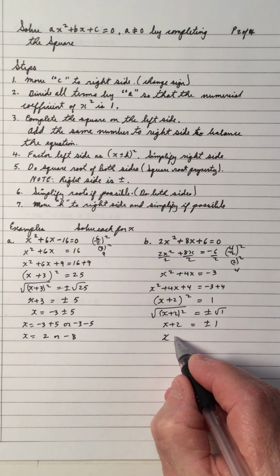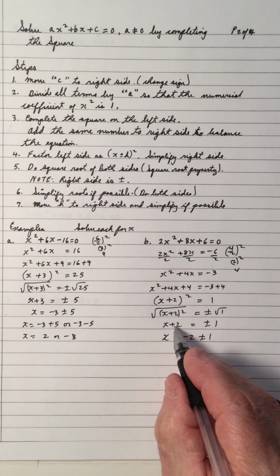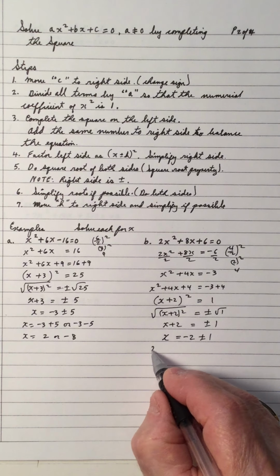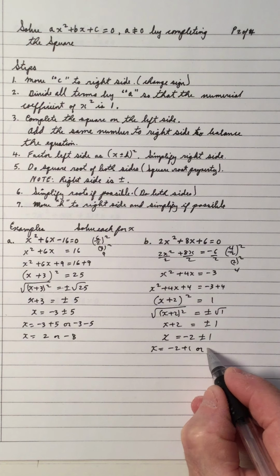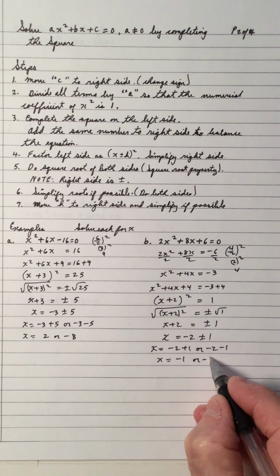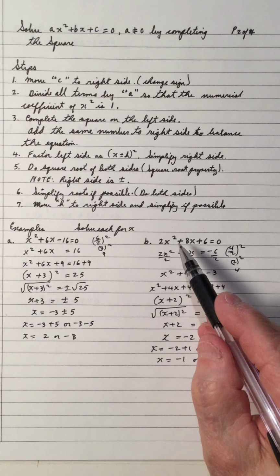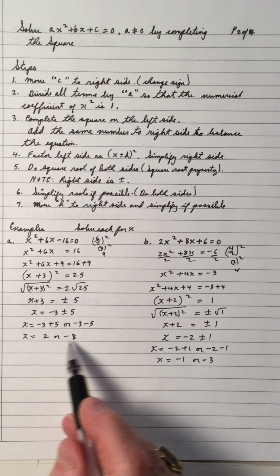So x equals negative 2 plus or minus 1. The plus 2 moves over to become a minus. So x equals negative 2 plus 1, or negative 2 minus 1. So x is equal to negative 1 or negative 3. Again, we have a quadratic. We have two answers. X squared is quadratic, two answers.